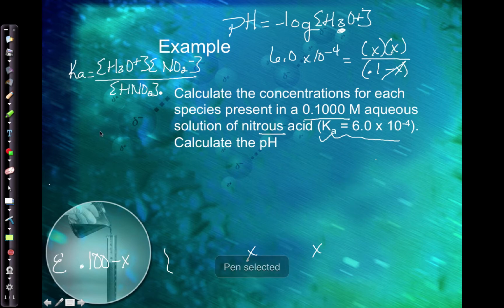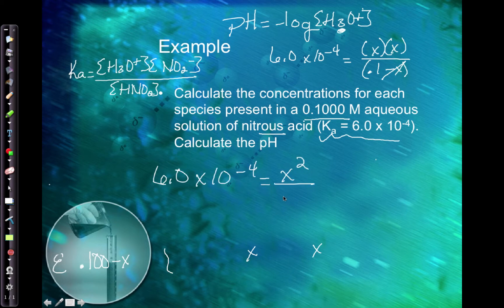All right, so 6.0 times 10 to the negative 4th is equal to x squared divided by 0.1. Well, multiply out the 0.1, and then after that, you're going to take your square root. So once you solve for that, you're going to get x, and x is equal to 0.0077. So once you multiply this out, you're going to take the square root to get rid of that, and then you're going to know that x is equal to this.